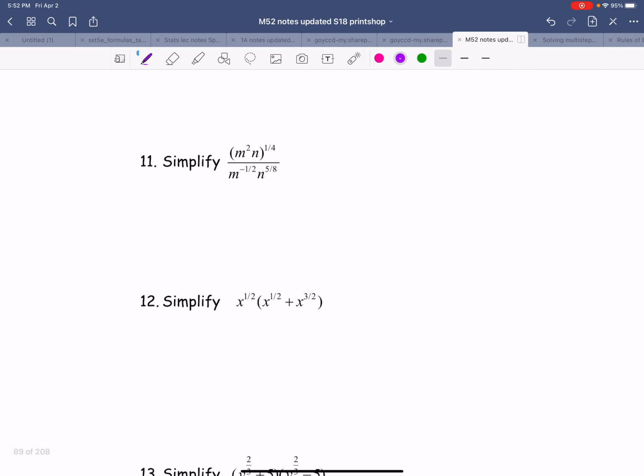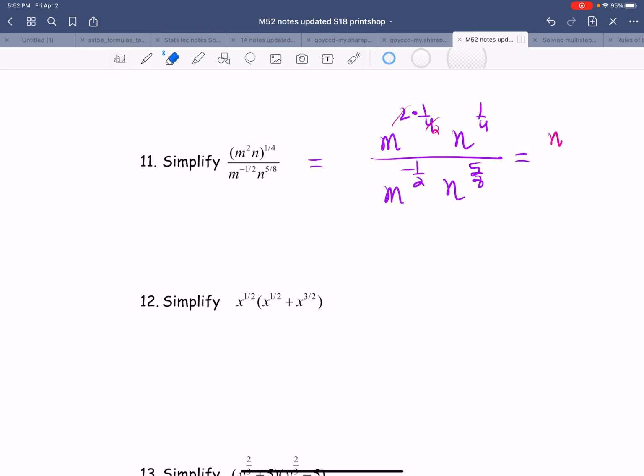Number 11. Okay, let's take care of the numerator first. M to the power 1/2 n to the power 1/4 divided by m to the power negative 1/2 n to the power 5/8. Because we have a quotient and we have the same bases in the numerator and denominator, we can try to write them as a single expression. Instead of a quotient, the exponents will subtract.